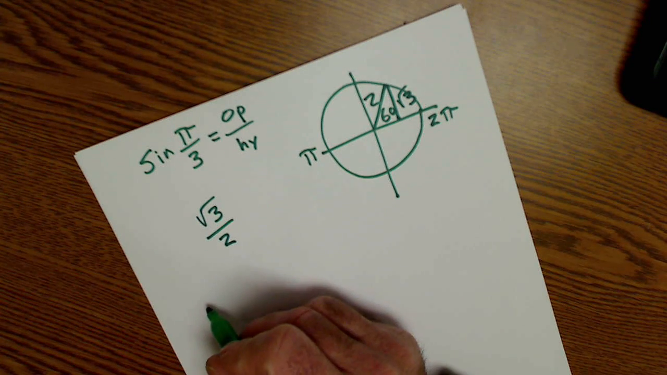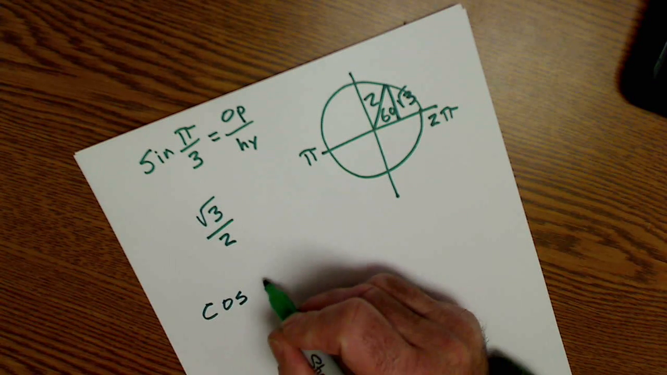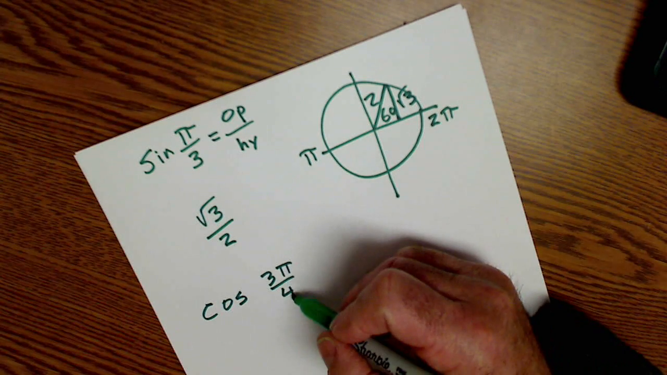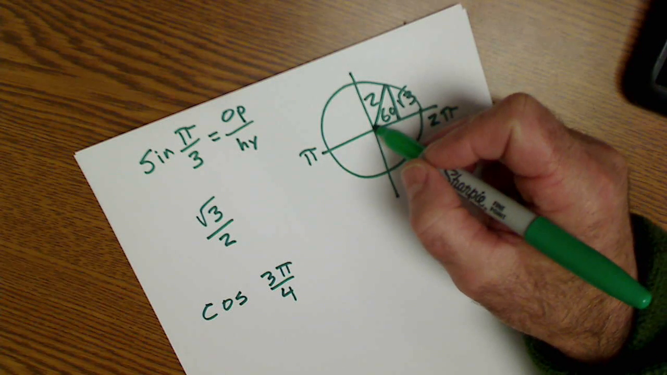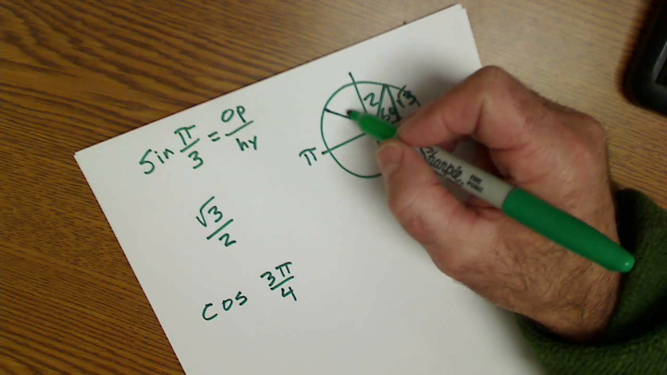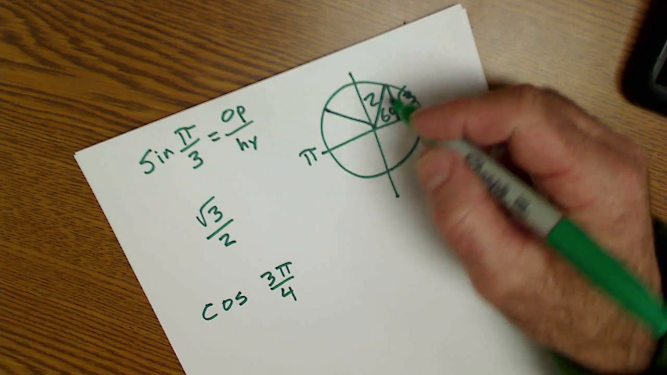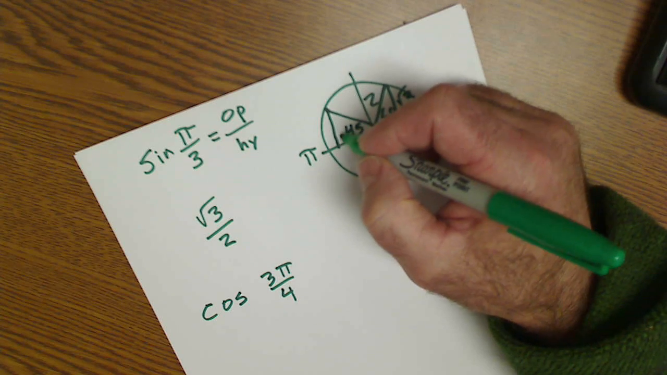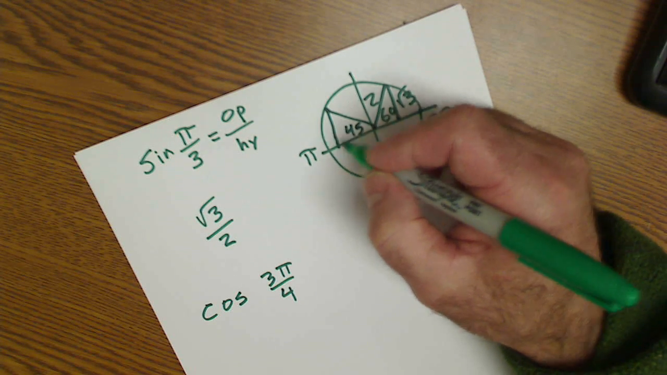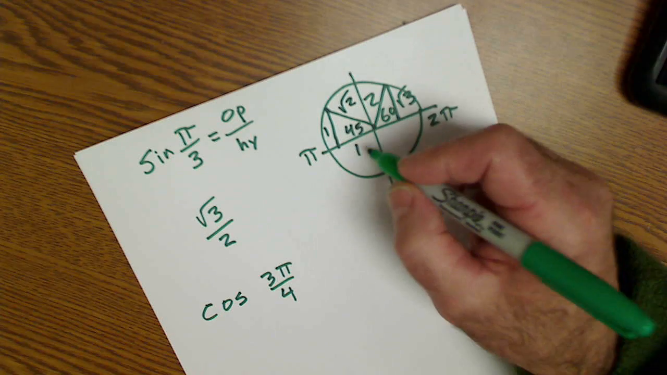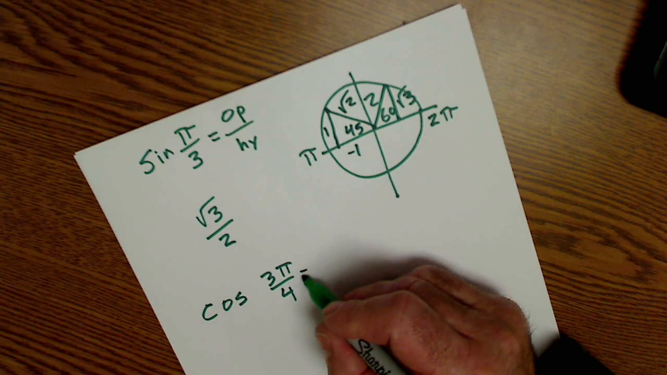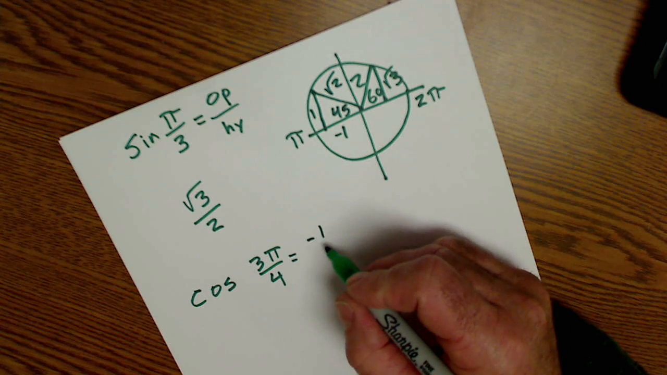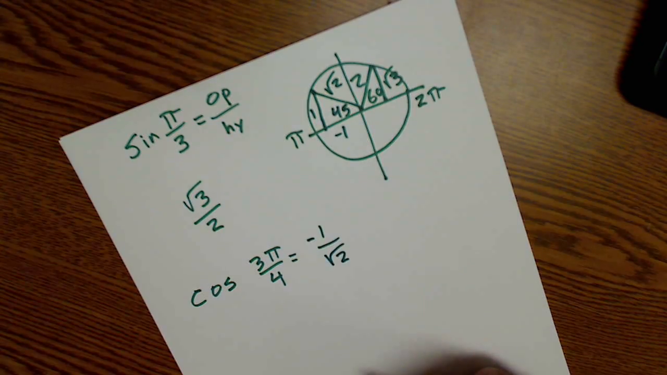So if we have a little more complex one, like let's say the cosine of 3 pi over 4, this is 3/4 of the way to pi. So 3/4 of 180 is 135. So a 45 reference, 45, 45, 90. My legs are 1, 1, and root 2, remembering to make this one negative. So cosine of 3 pi over 4 is adjacent over hypotenuse, negative 1 over root 2.